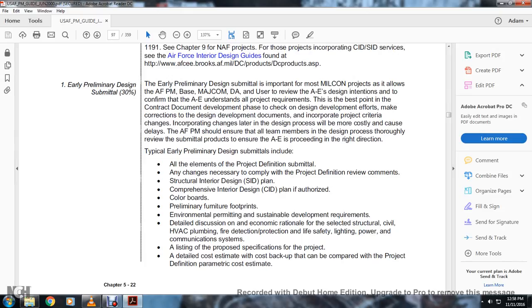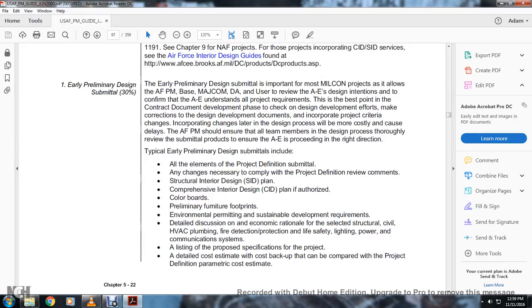1. Early preliminary design. The early preliminary design submittal is important for the military construction project. It allows the Air Force program manager, the base, the major command, the DA, and the user to review the architectural engineer's design intention. The architectural engineer should understand all the project requirements. Use this best point in the contract documentation phase of the contract to check the design development efforts, make corrections to the design development documentation, and incorporate the project criteria. Changes later in the design process are the most costly and cause delays.